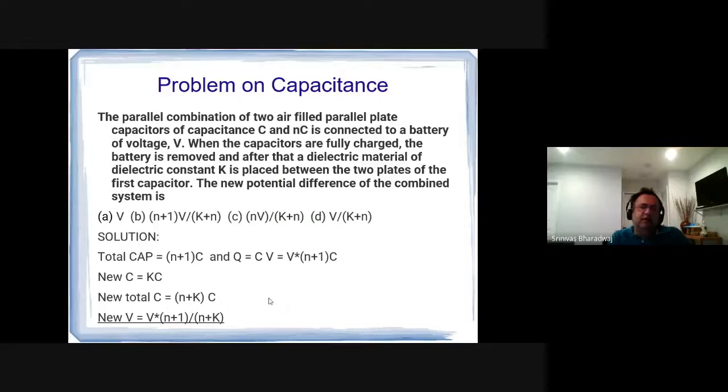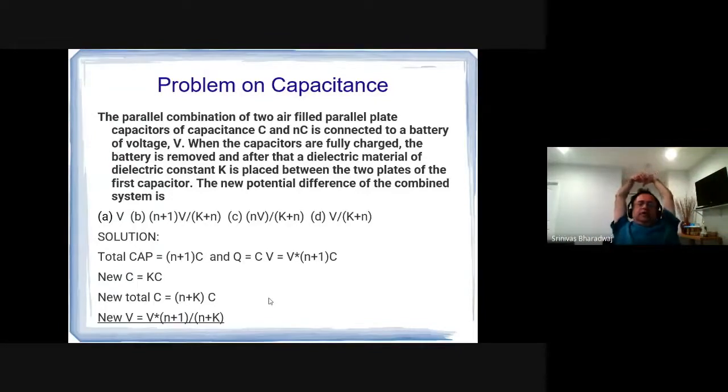Because of the parallel combination, it is N plus 1 times C. Now the capacitors are fully charged, the battery is removed, and after that the dielectric K is placed in the first capacitor. So now you have K introduced into the first capacitor, right? So the net C now is K plus N times C, right? So now what happens when you introduce the new capacitance? The charge reconfigures itself, right?